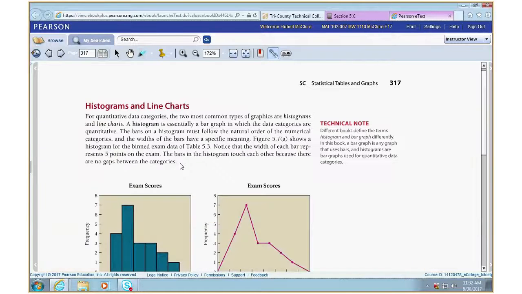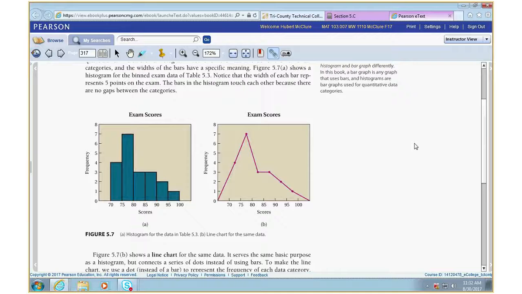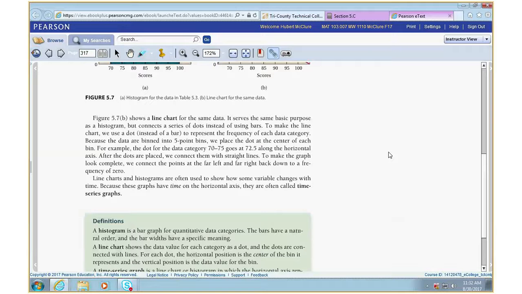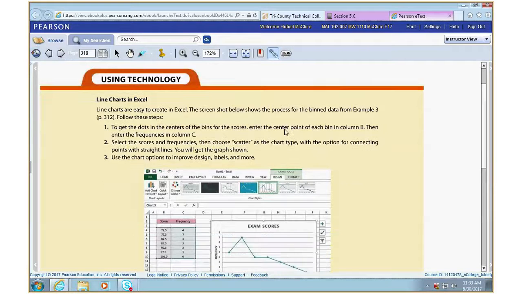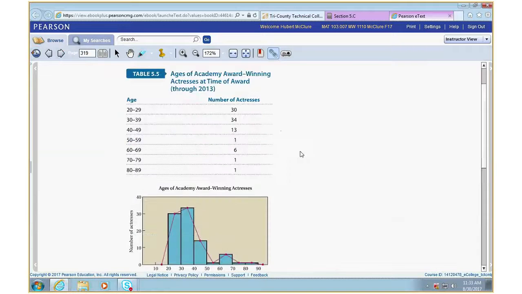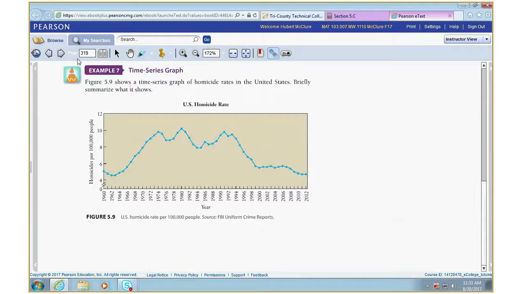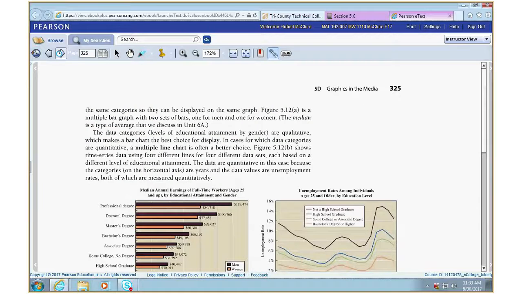There's a histogram. See the difference? This is a line chart. And there's some, so write 317 down and maybe the definitions there. You need to put a star beside. That's 5C. 5E.